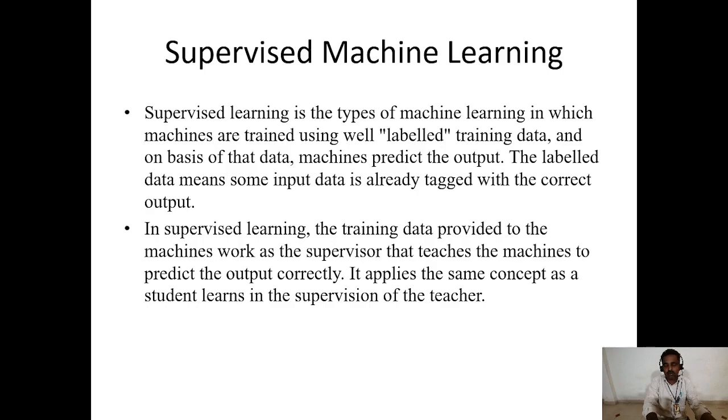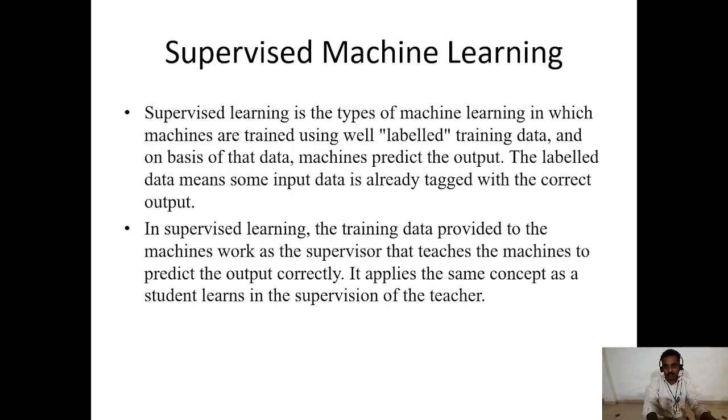First of all, what is supervised machine learning? Supervised machine learning is the type of machine learning in which machines are trained using labeled training data, and based on that data it predicts the outputs. So first, what is labeled data? Labeled data is input data that is already tagged with the correct output. That is supervised learning. Based on that, it predicts the output. This is called labeled data.